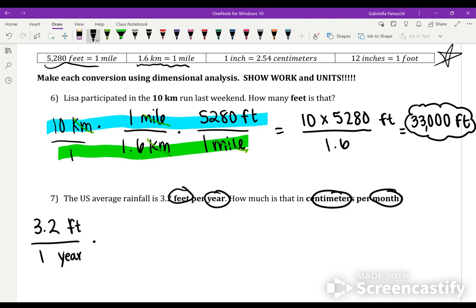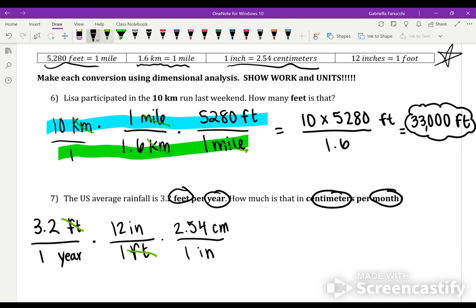So 3.2 feet, we know that in 1 foot, there's 12 inches. So that crosses off feet. Now from inches, we need to go to centimeters. And on the table, it tells us that 1 inch is equivalent to 2.54 centimeters. So I can now cross off inches with inches. And we're left with centimeters per year, but we want it per month. So how many months are in a year? There's 12. So 1 year has 12 months. So we can cross off year with year as well.